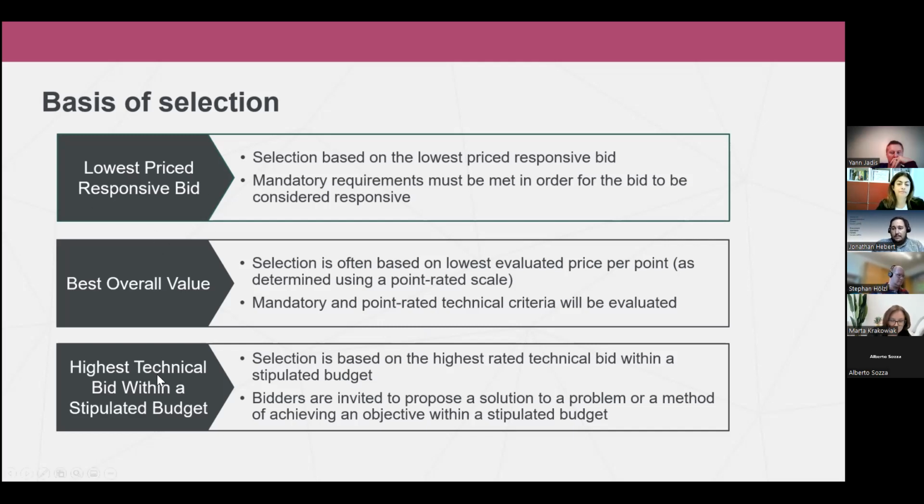So those are the three most common ways to select or evaluate a bid.